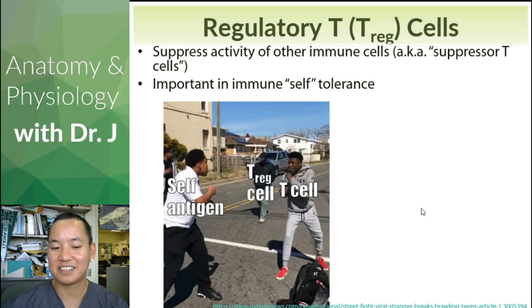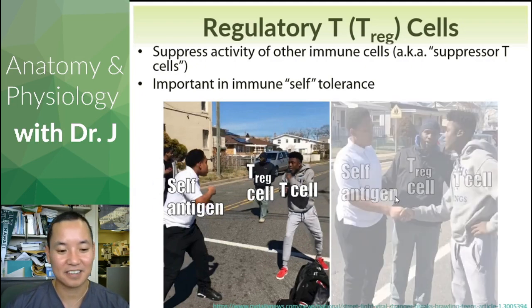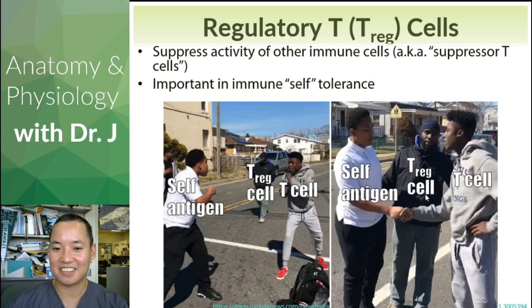We have a Treg cell. And what's the Treg cell? It's going to try to prevent that cytotoxic T cell from attacking your own cells. So the Treg cell is kind of like, okay, calm down. You don't want to attack your own body. So again, Treg cells are there to help prevent your own T cells from attacking your own antigens.